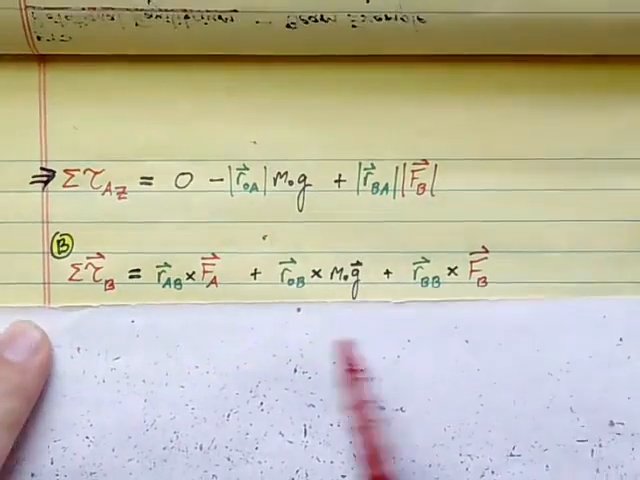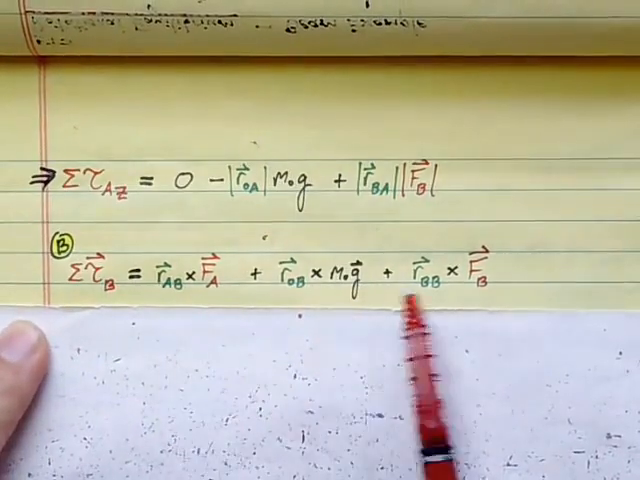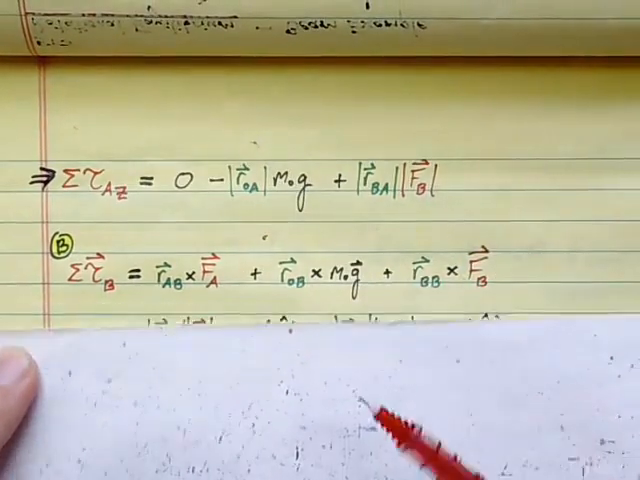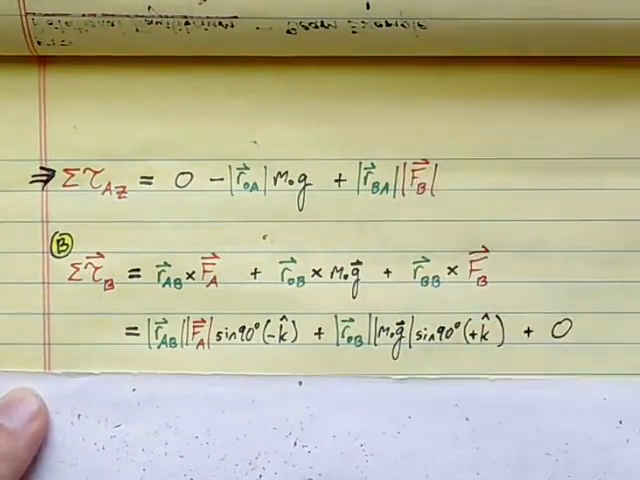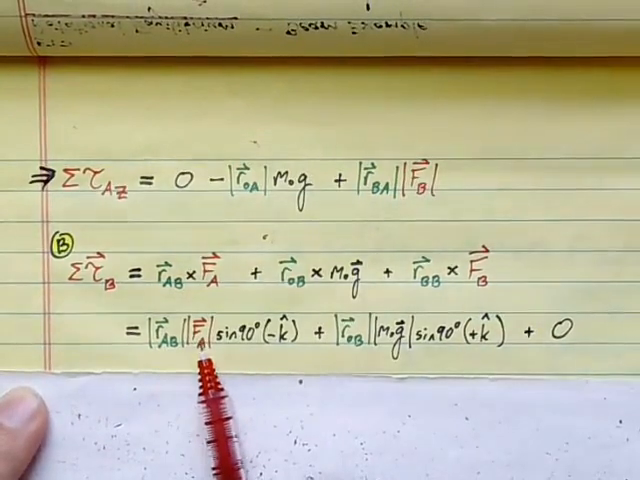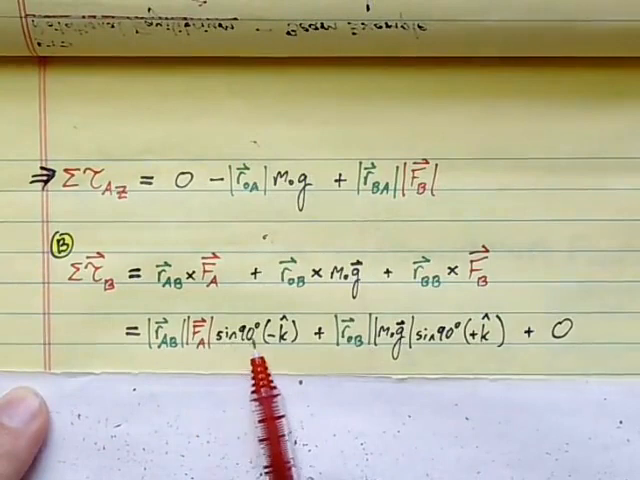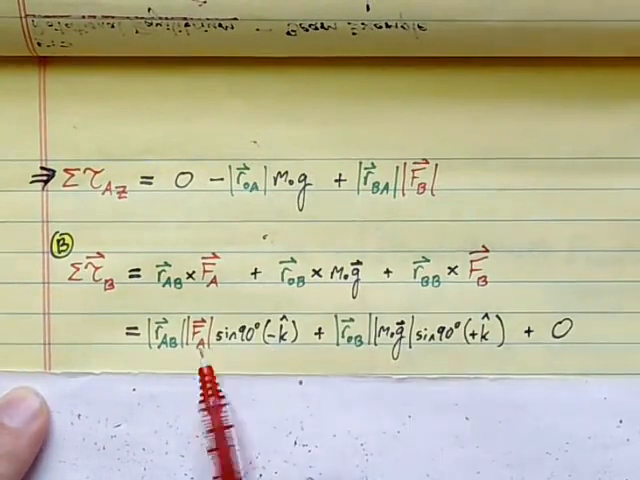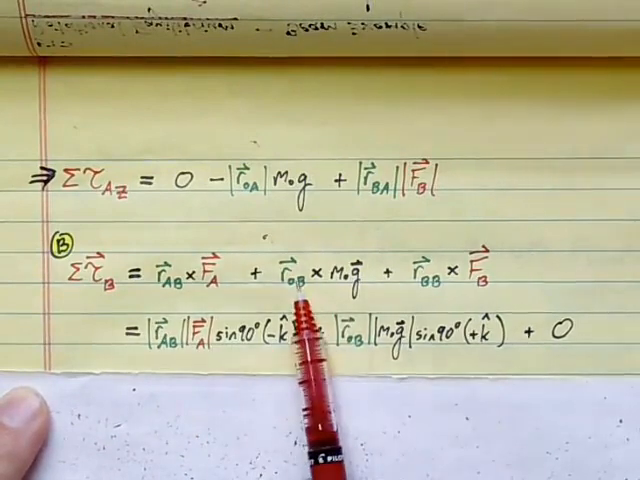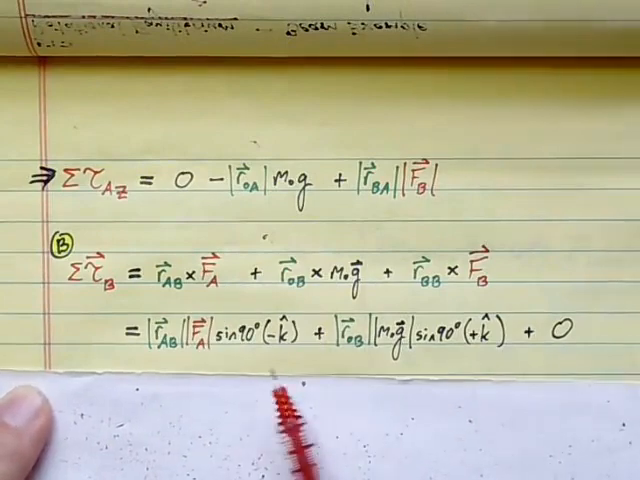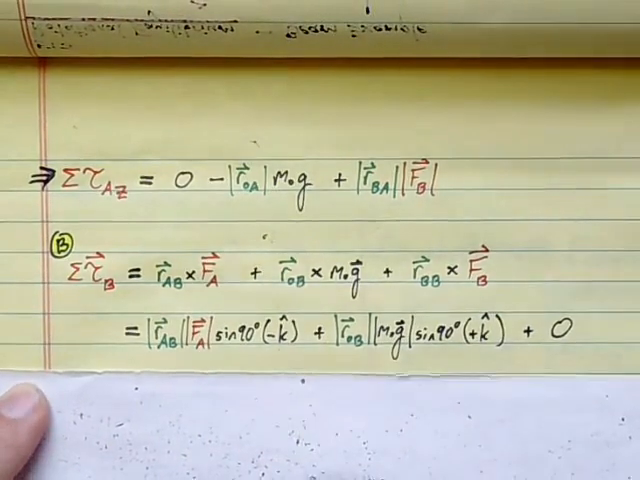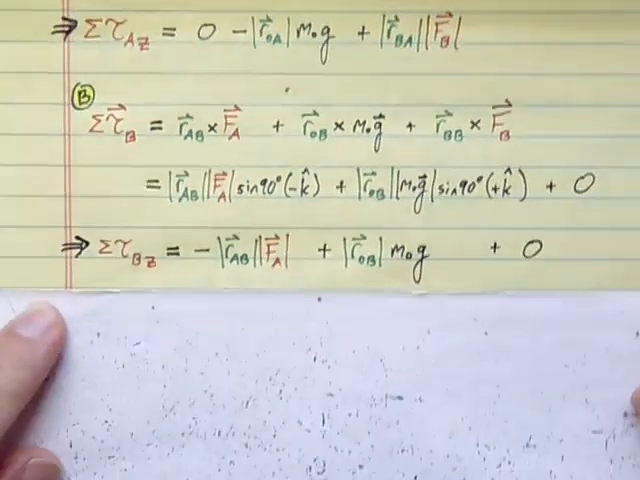And that would look like this here, these three cross products. This one's going to go to 0. And then we just have magnitude of distance times magnitude of force. It's sine of 90 in both cases, since those vectors are at right angles to each other. And then our right-hand rule gives us negative k hat and plus k hat. So that simplifies down to this.